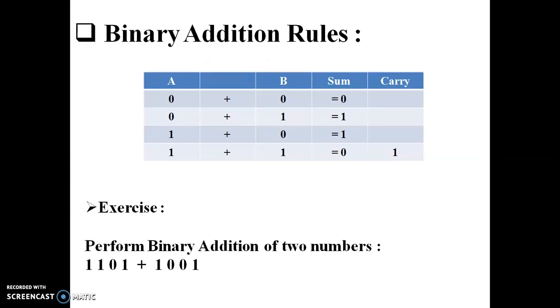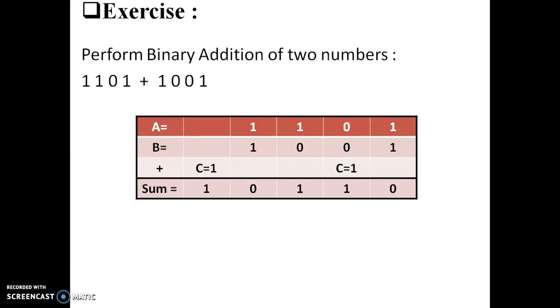Now before going to the actual algorithm, I want you to know the basic addition rules. So what are the addition rules? 0 plus 0 becomes 0. 0 plus 1 is 1. 1 plus 0 is 1. And 1 plus 1 is 0 with carry 1. Now I want you all to perform the binary addition of these two numbers, which are 1101 and 1001. Okay, so do it, students.